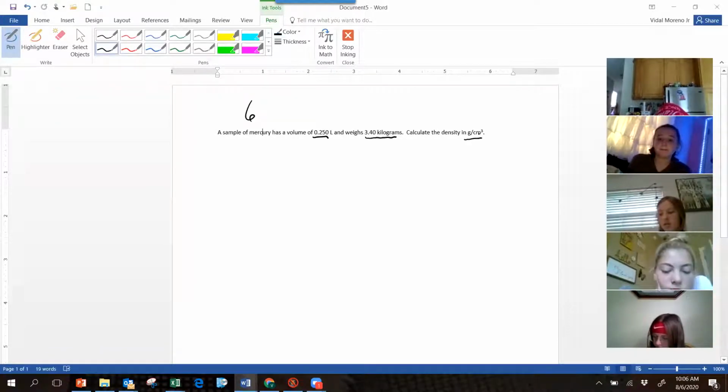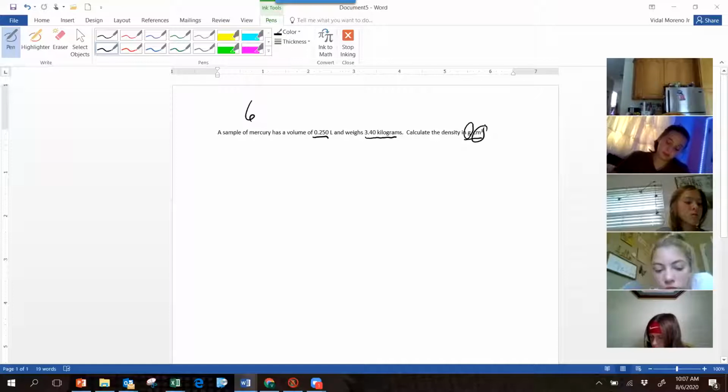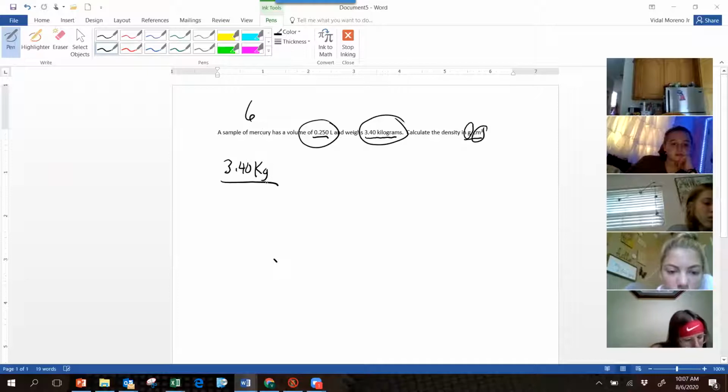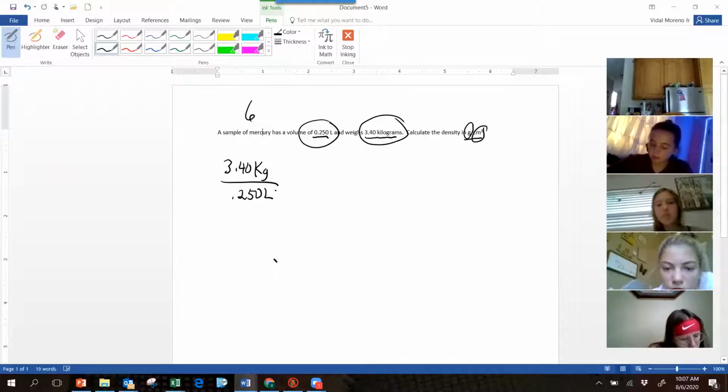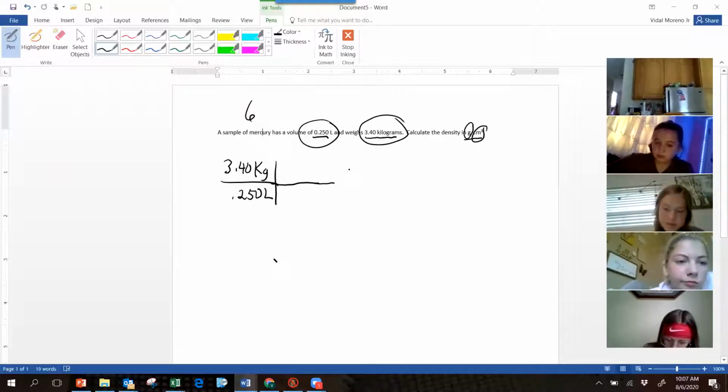Okay, so I need it to be in grams per cubic centimeters. Notice that the mass is on top, the volume is on the bottom. I gave you mass, I gave you volume. So the first thing we need to do is put mass on top, volume on the bottom. Okay, the mass is going to have to be converted from kilograms to grams.